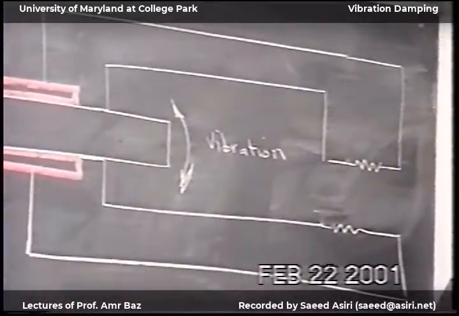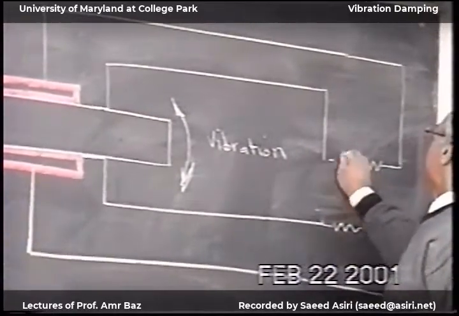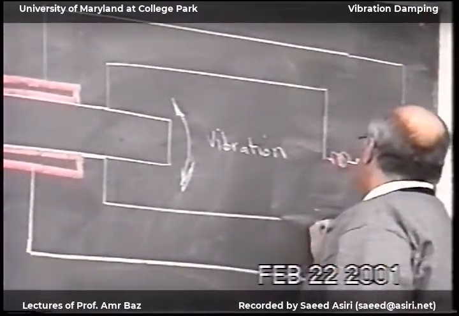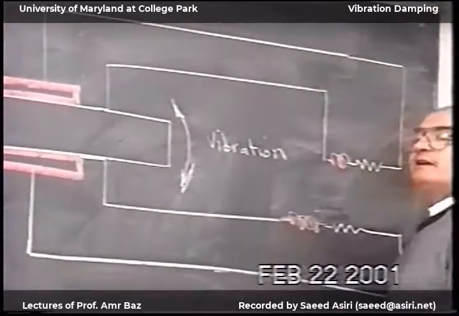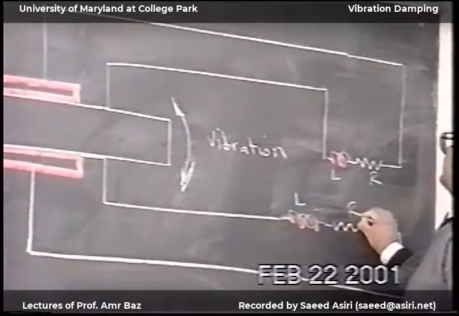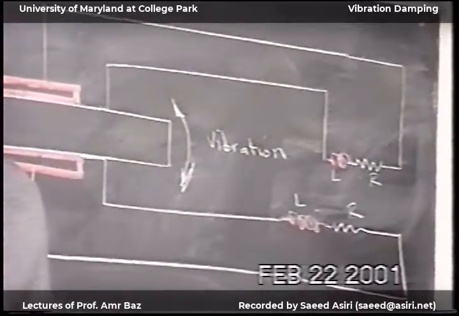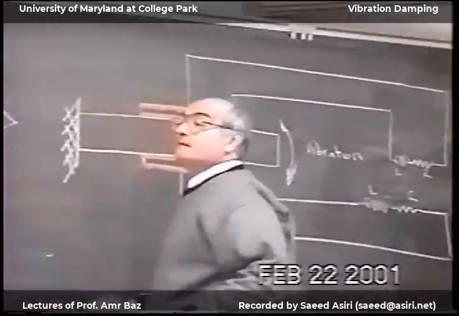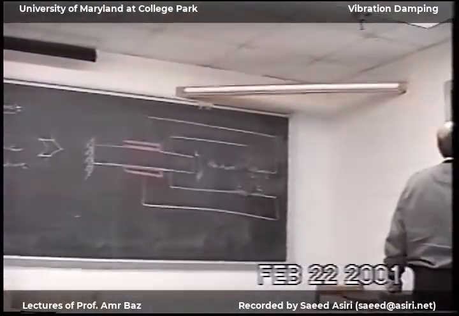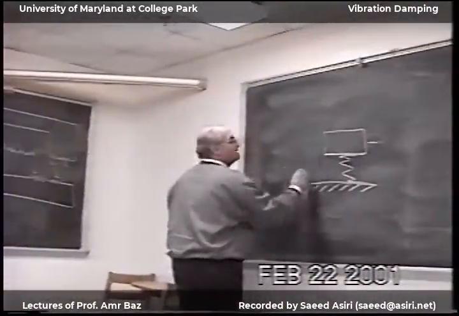Of course, I'll get much better performance if I come here also and add an inductance. Come here and add an inductance. This is L and L, resistance and resistance. And this is, for example, a structure that is cantilevered. Now let's take this and make it like this. This is my structure.